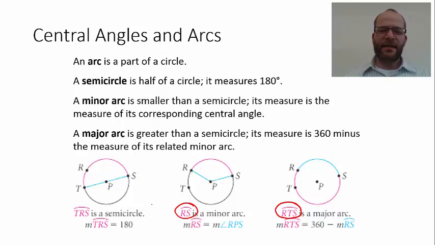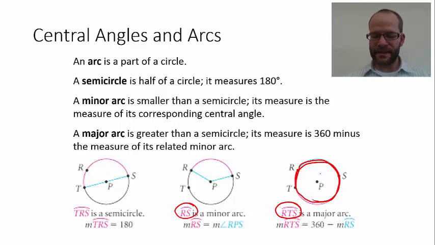So if I say, for instance, arc TR, well, then you know I'm talking about this one. If I say arc TSR, you know I must be talking about this one. So minor and major by name are distinguished by the number of points that we list.